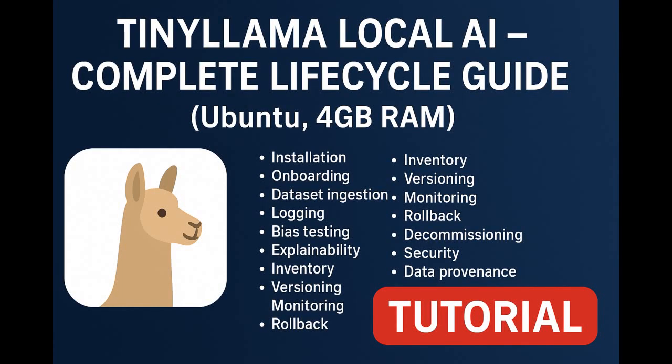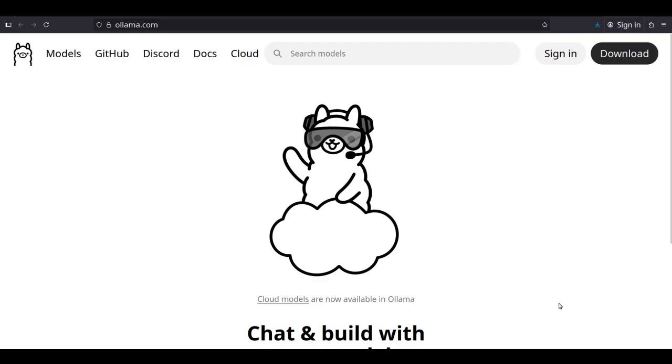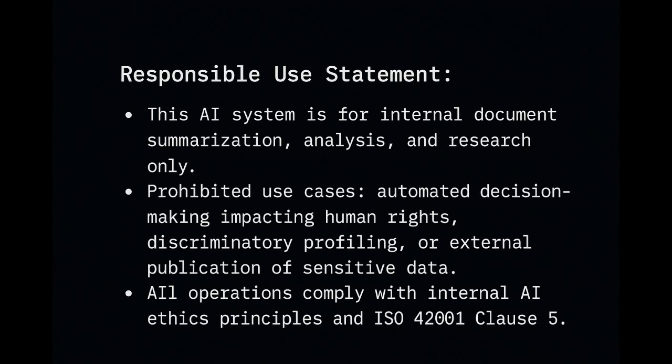In a world where AI is everywhere, trust, governance, and transparency matter more than ever. Today I'm going to show you how to run a powerful large language model completely offline on just 4 GB of RAM. This is TinyLlama, deployed locally, governed responsibly, and aligned with the international AI standard ISO 42001. Let's begin.